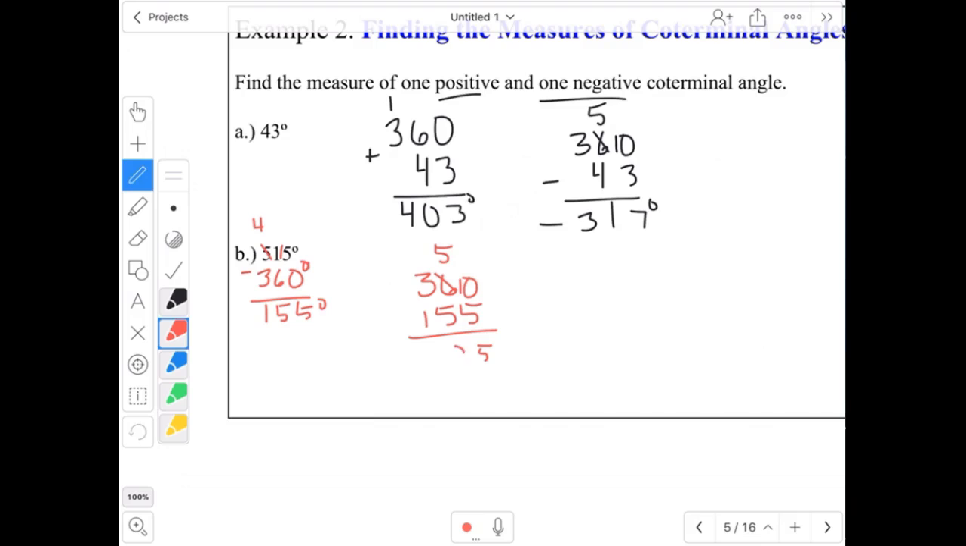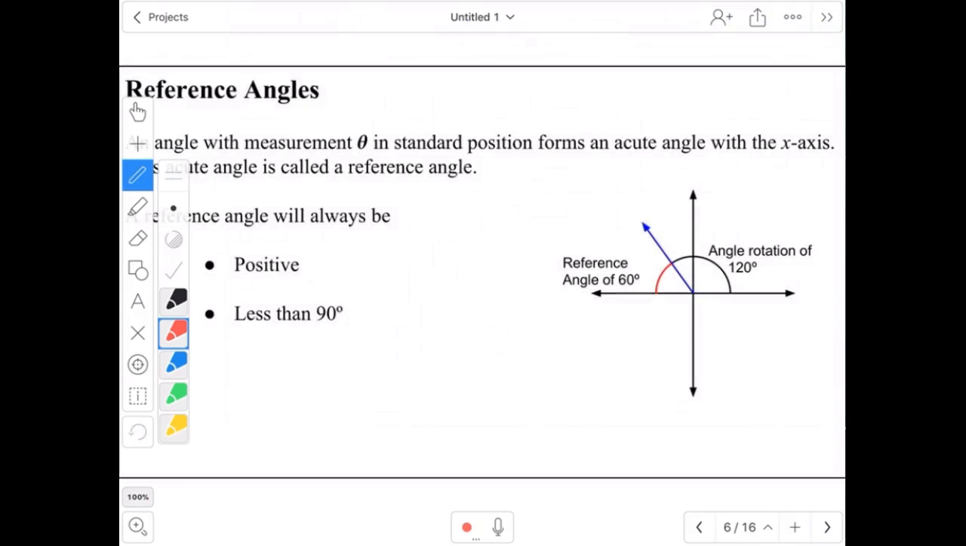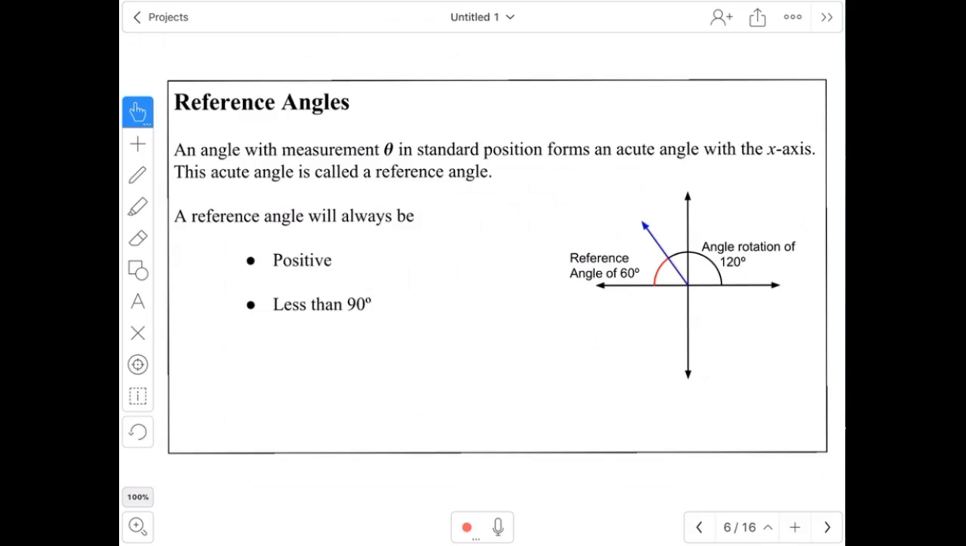So we get 515, and that would be negative. So 155 and negative 205 should both be coterminal to 515 degrees. Okay, now our last concept here, talking about reference angles.